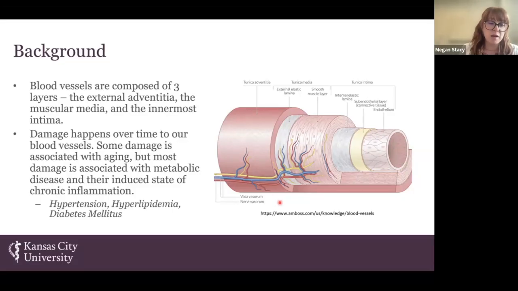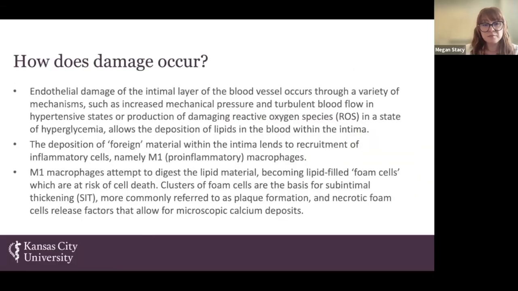So as we know, damage happens over time to our blood vessels. Some damage is associated with aging, but most damage is associated with metabolic disease and the induced states of chronic inflammation that come with those. Namely, what was important to me were diagnoses of hypertension, hyperlipidemia, and diabetes.